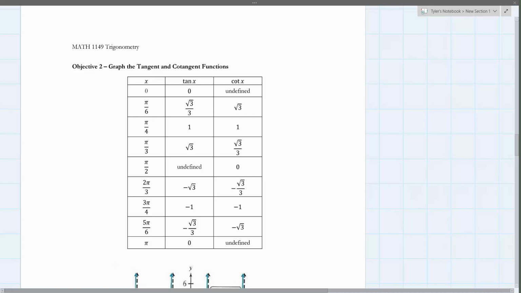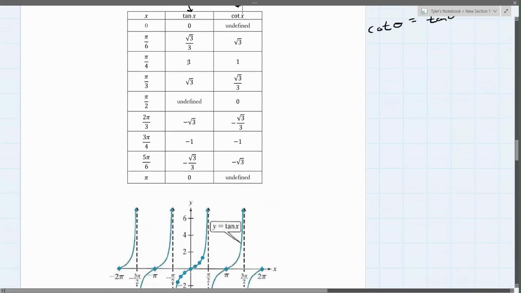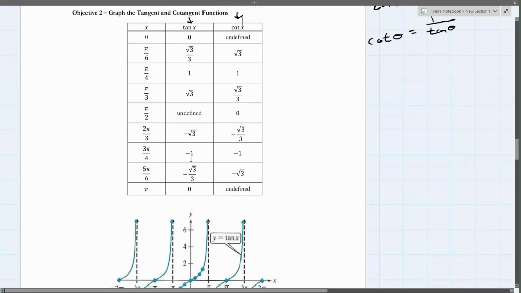Just to make that clear, recall that tangent of theta equals sine theta over cosine theta, and then cotangent of theta is just equal to 1 divided by tangent theta, so the reciprocal of tangent. So that's how I was able to come up with these outputs, these y values. You could practice that and double check me here, but that's where I got it.